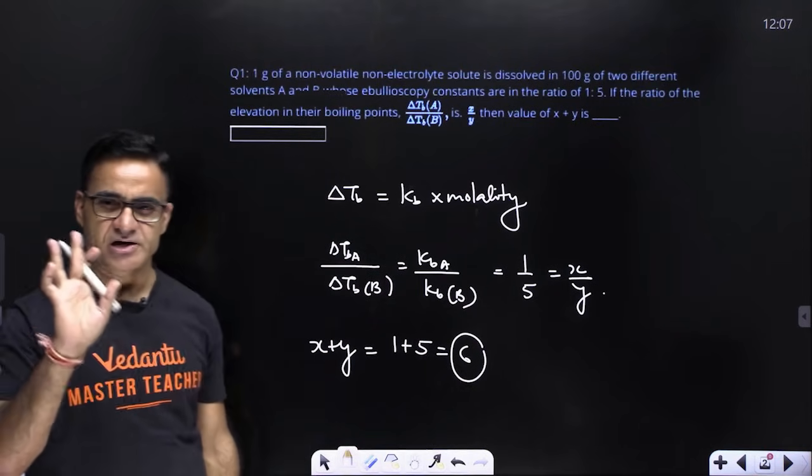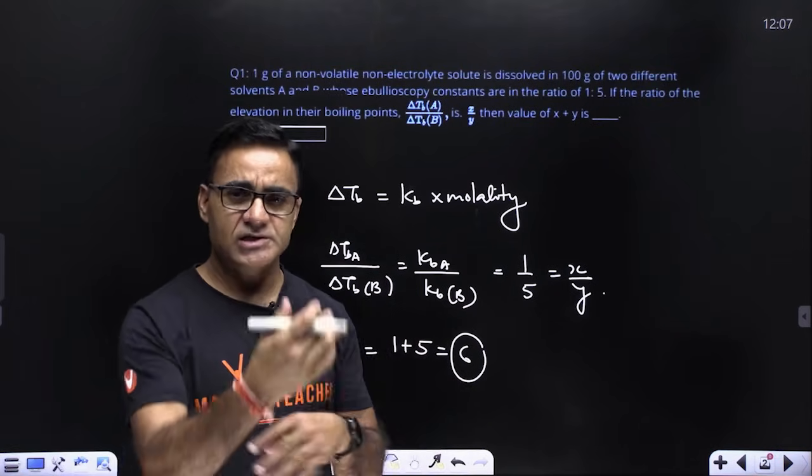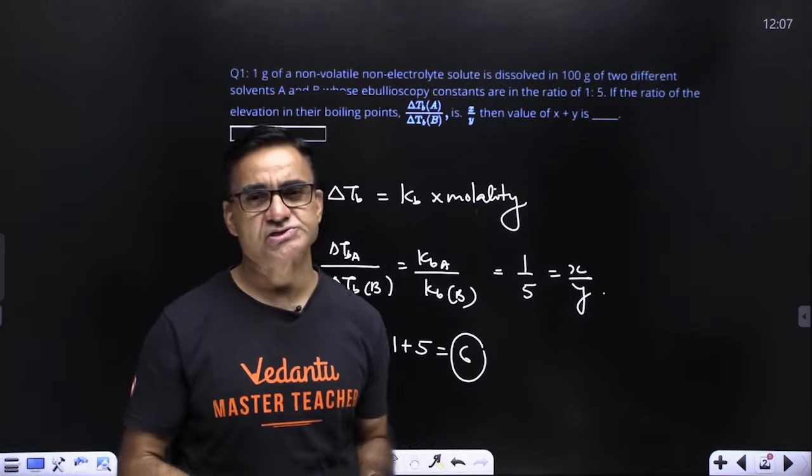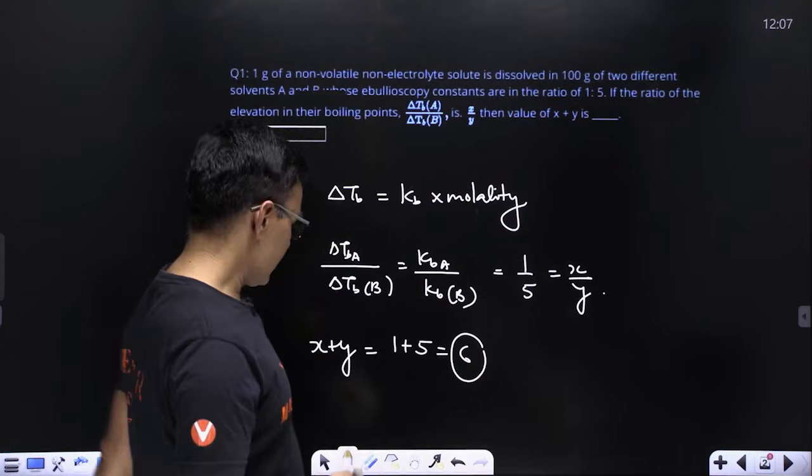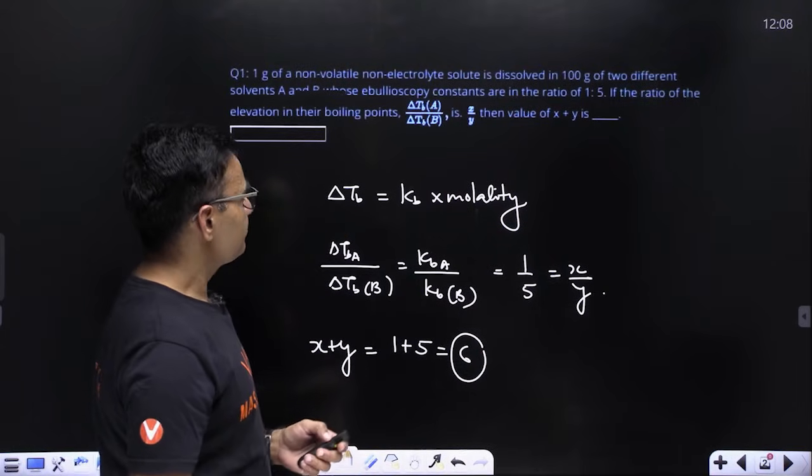Easy question, direct formula based. The ratio is already given, and that ratio has to be equated to the ratio of elevation in boiling point, and we have to find the sum of x plus y. All right, moving to the next question.